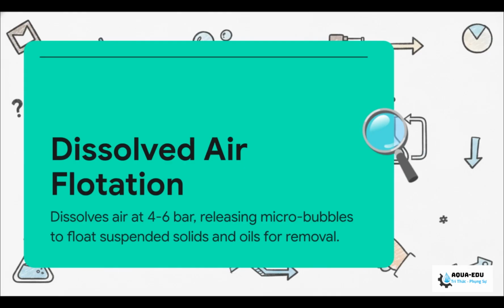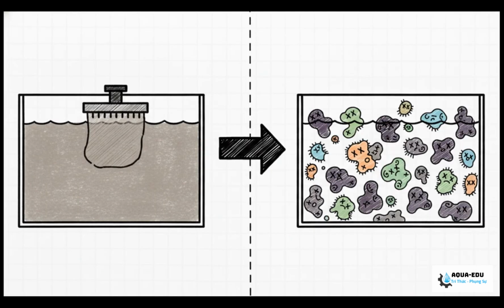Honestly, these bubbles are the absolute lifesavers for our downstream biological tanks. They attach to the coagulated flocks, suspended solids, and oils, drastically dropping their density and forcing them right up to the surface so the skimmer can just sweep them away. But here's the thing, it's wild how fast it can all go wrong.